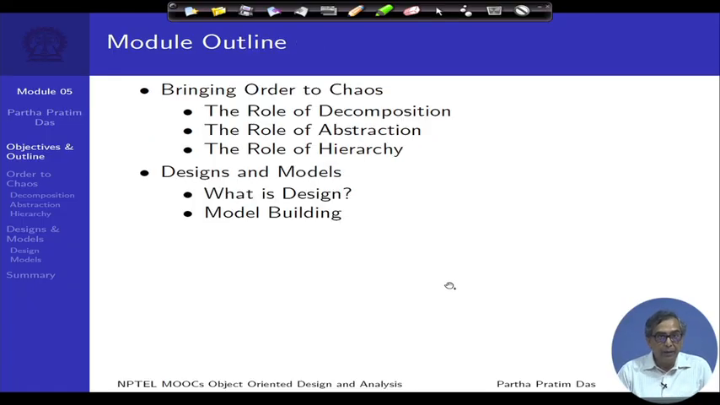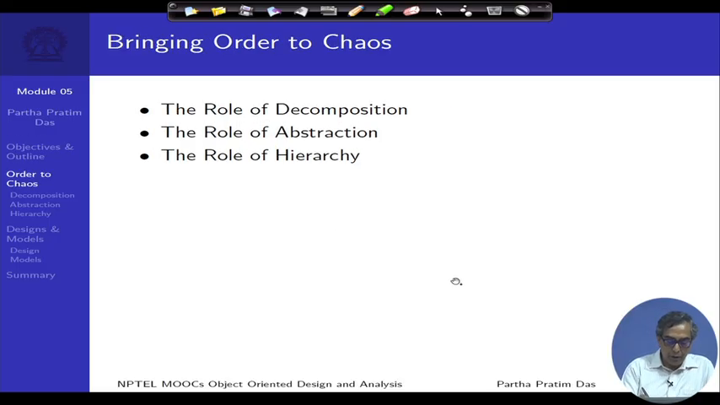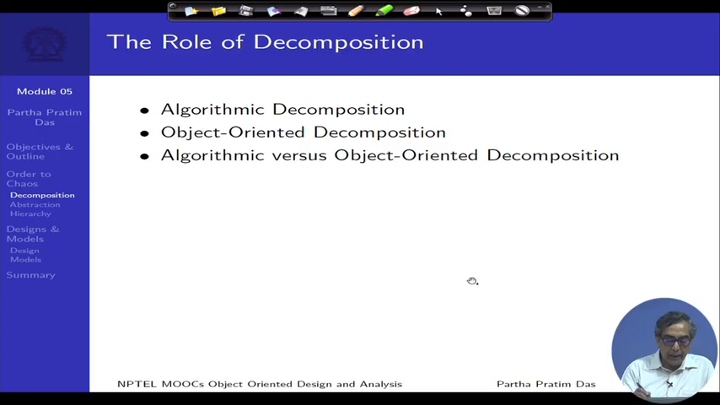The outline will be primarily about the approach to the whole design process in terms of the roles of decomposition, abstraction and hierarchy. So, we start with analyzing the role of decomposition. As we have seen, there is a possible decomposition of the system in several instances, we have seen that.